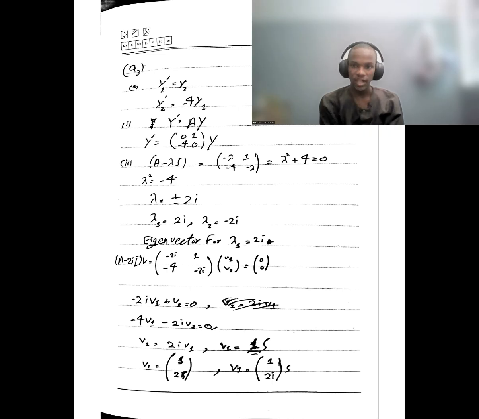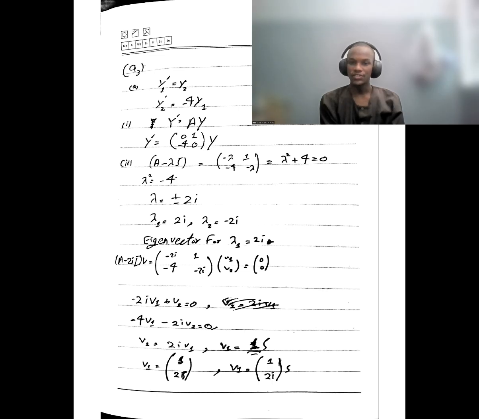Next, we need to find the eigenvalues. We will solve the equation determinant of A minus lambda times I equals 0. This gives us the determinant of the matrix with negative lambda and 1 in the first row, and negative 4 and negative lambda in the second row. Expanding, negative lambda times negative lambda minus 1 times negative 4 equals 0, which gives us lambda squared plus 4 equals 0. Therefore, lambda squared equals negative 4. So our eigenvalues are lambda 1 equals 2i and lambda 2 equals negative 2i.